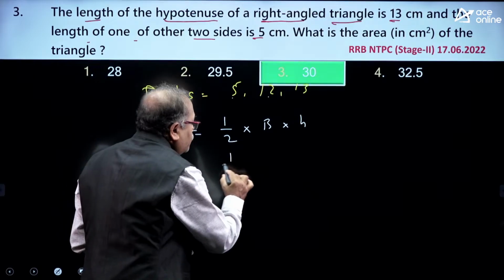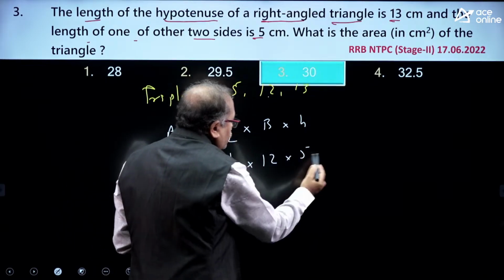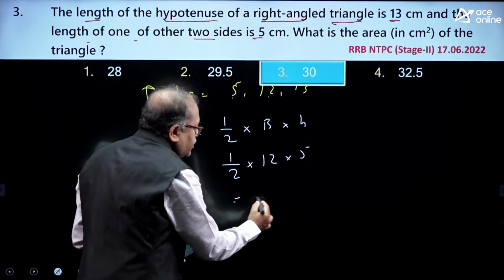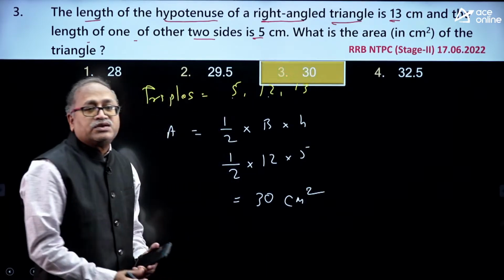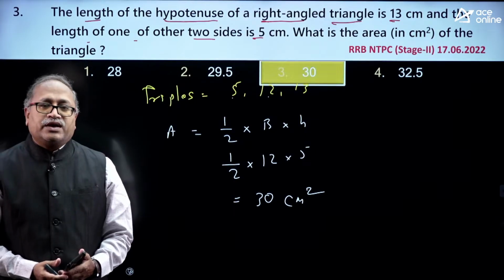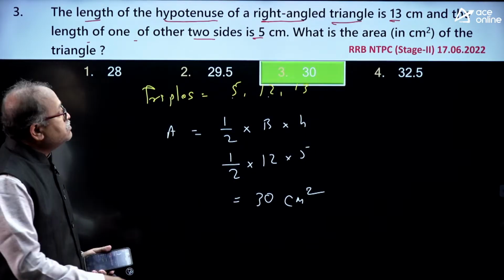So what I am going to do is replace the value 12 with 5. So this is 6 times 5, which is 30. So nicely answer the question: 30 square centimeter. That's your answer. Well done. Can you answer the next question with the same speed?